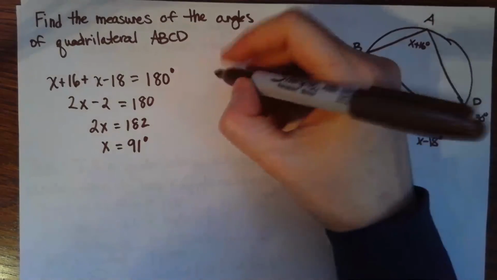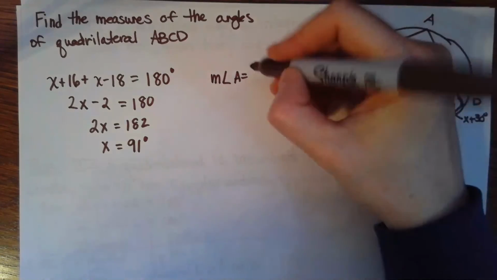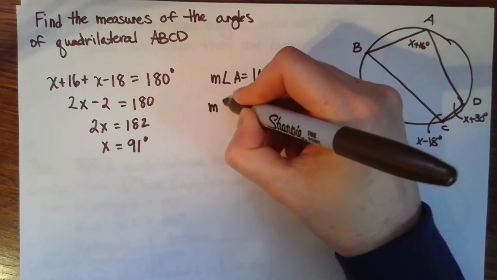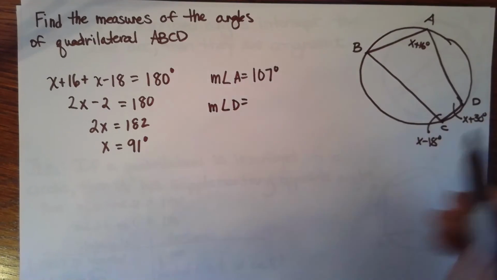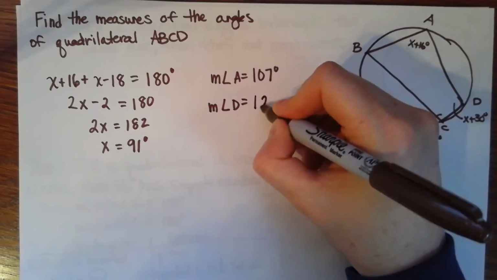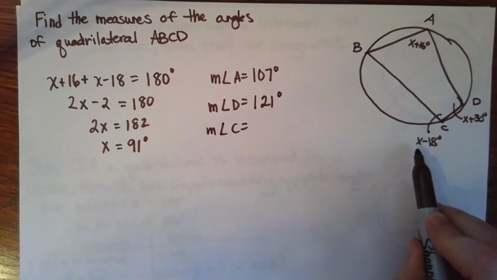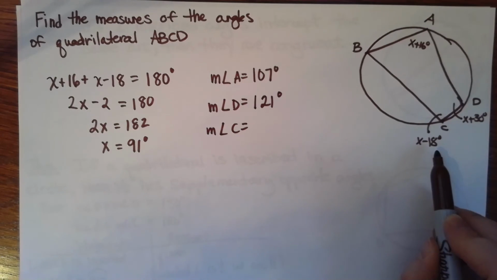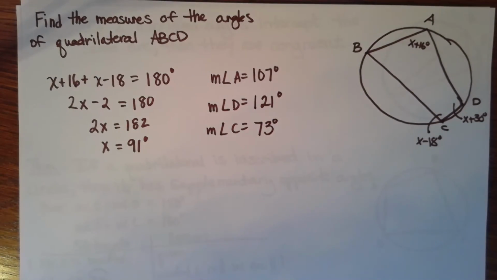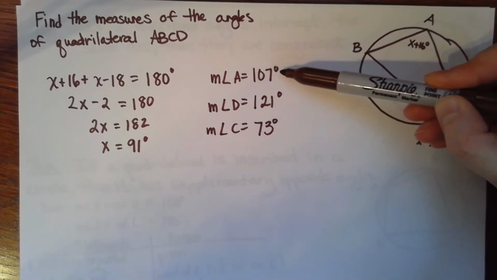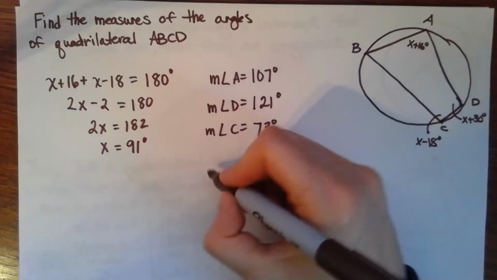So that's helpful because now we know that the measure of angle A is 91 plus 16, or 107. We know that the measure of angle D is 91 plus 30, or 121. And we know that the measure of angle C is 91 minus 18, or 73. Okay. We can also verify that the 107 and 73 add up to 180. Those are supplementary, so that's always a good check.